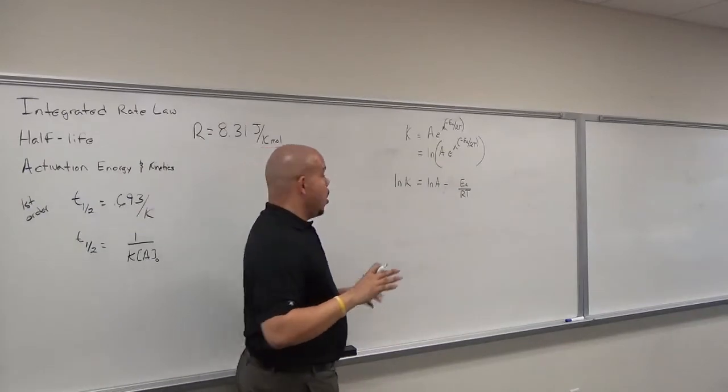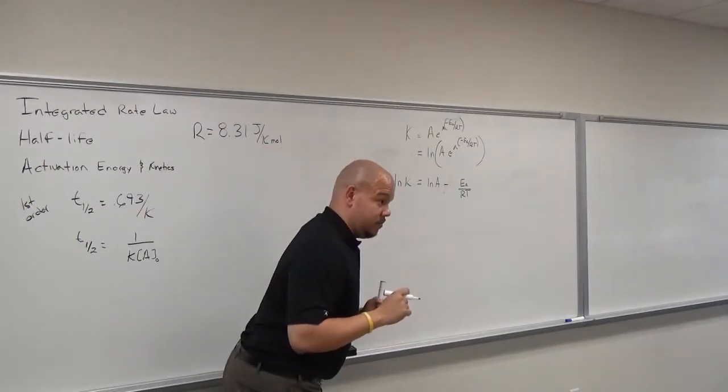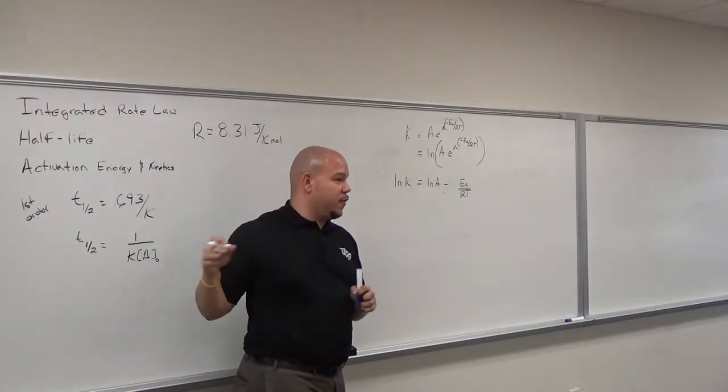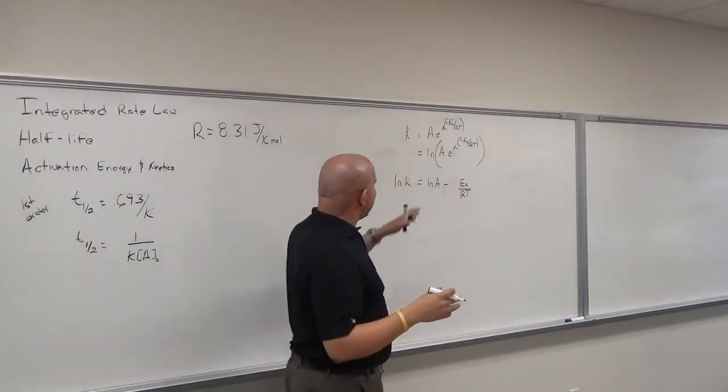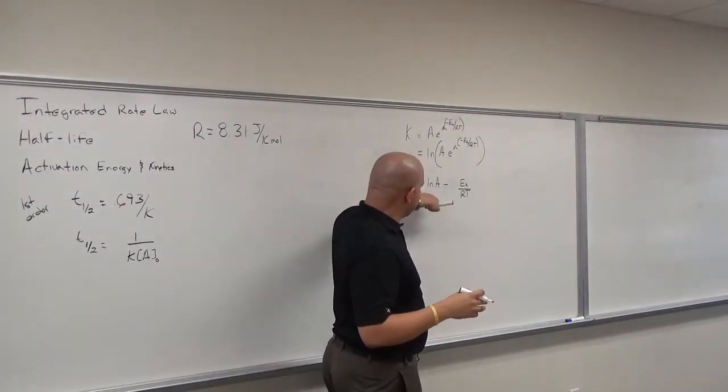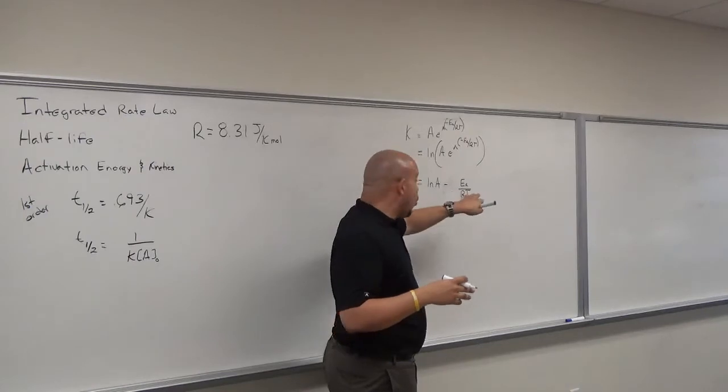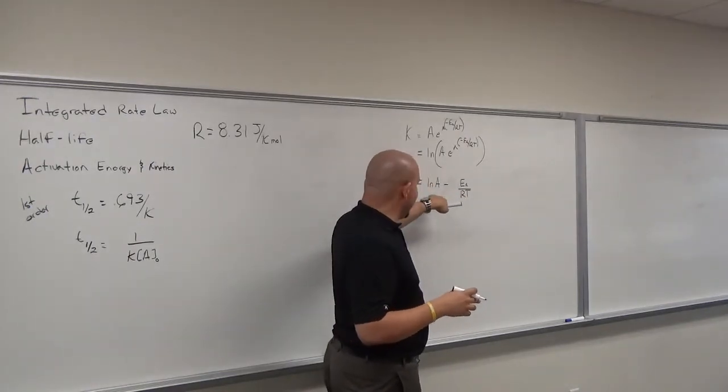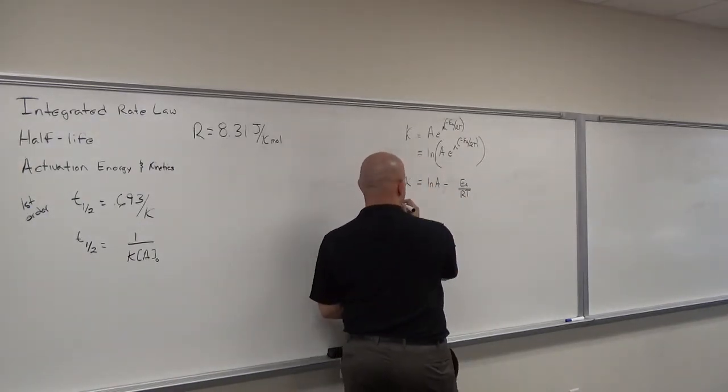You can use either one of them to solve for what I asked you in the first one. But the problem is that you're going to have to go through these steps to get EA by itself. So what I did from here is manipulate this equation. I added EA to the other side.